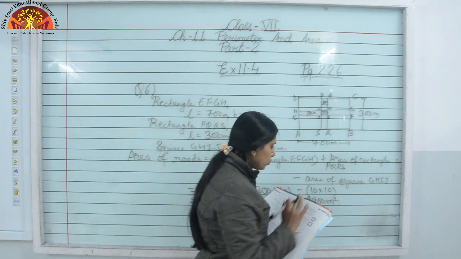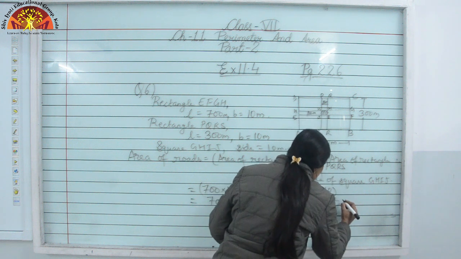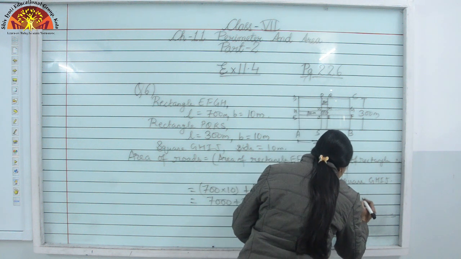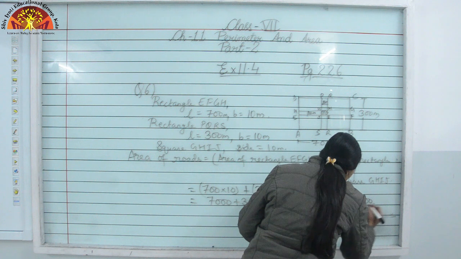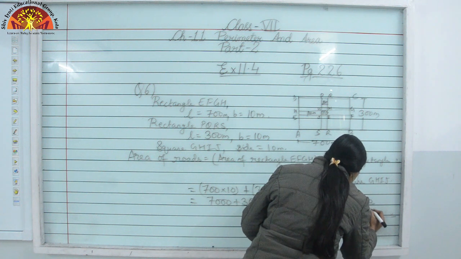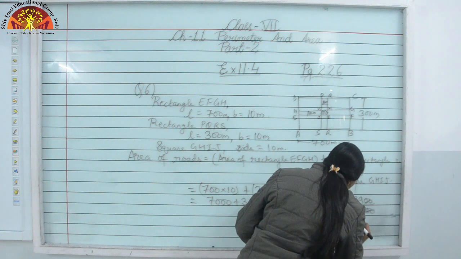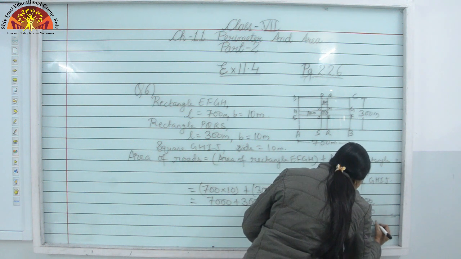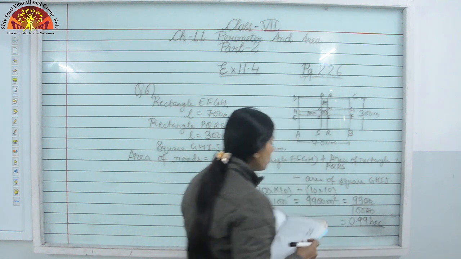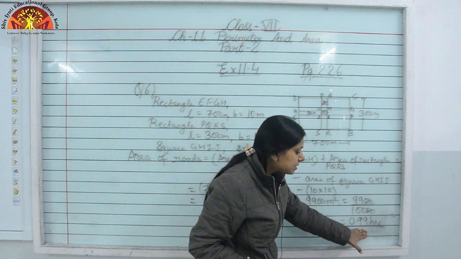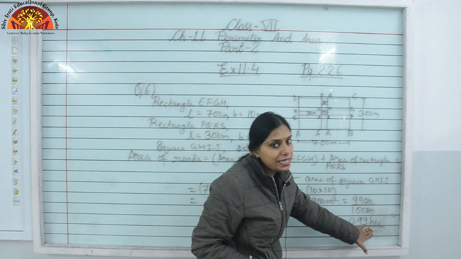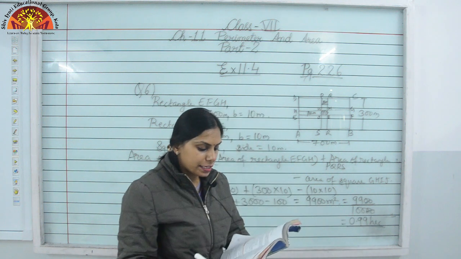Okay. Now you have to convert it into hectares. So you will just divide by 10,000, that is 9,900 upon 10,000. So it comes out to be 0.99 hectares. So area of the roads in hectares is 0.99 hectares. Now just see the second part of this question.